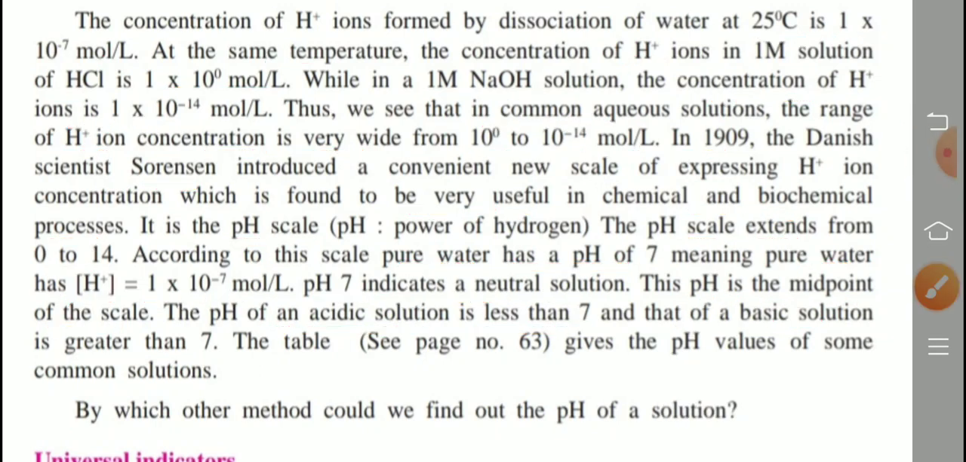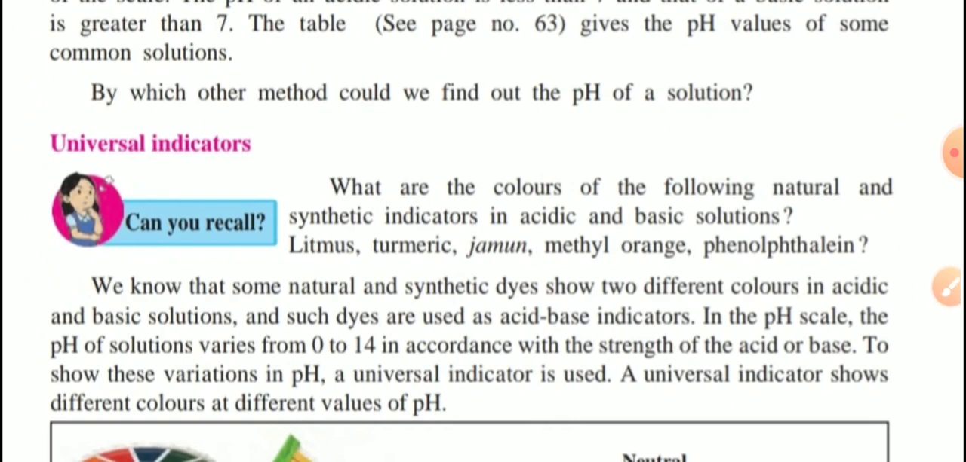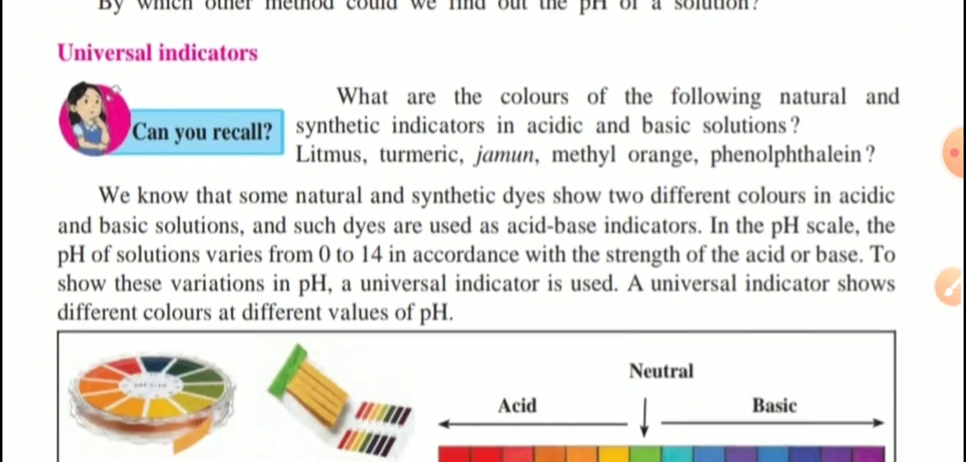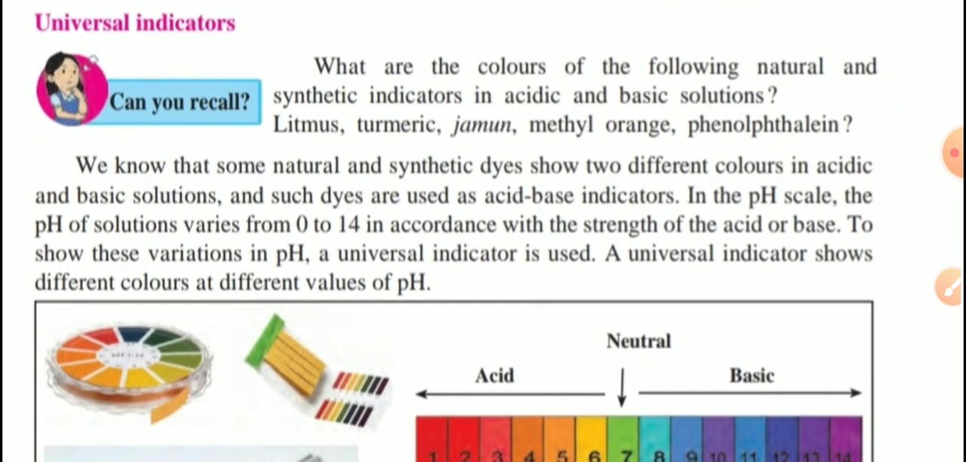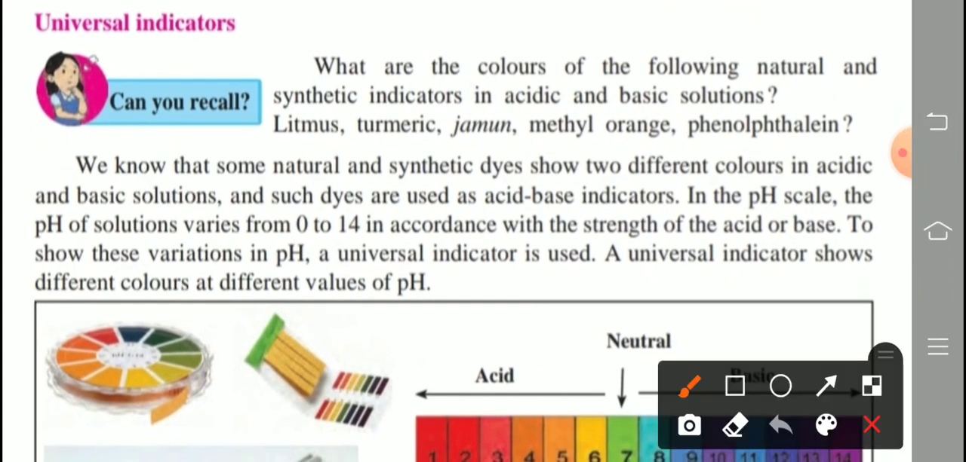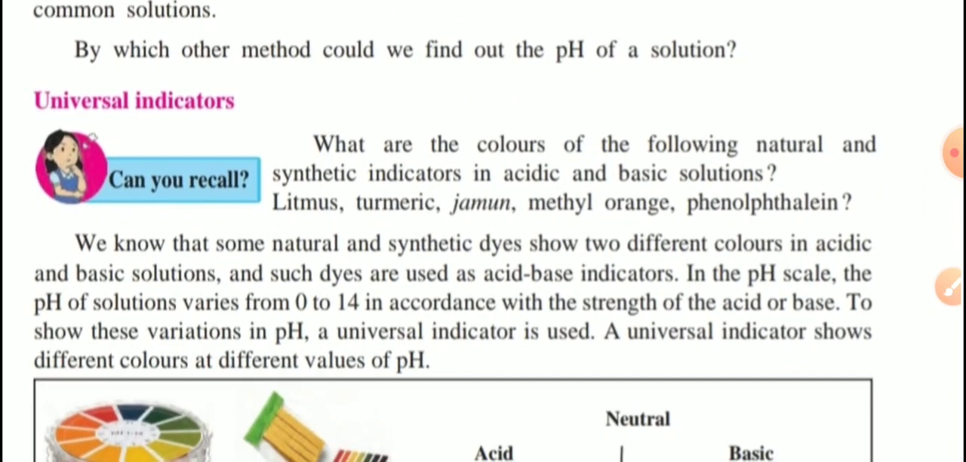Already we learned that. By which other method could we find out the pH of a solution? The second method is by using a universal indicator. On this previous point, we write one question: write a short note on pH scale. First of all, try to write down the answer. I will give the answer in our assignment solution.